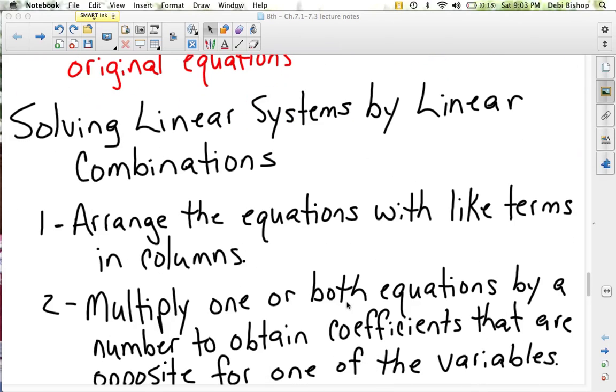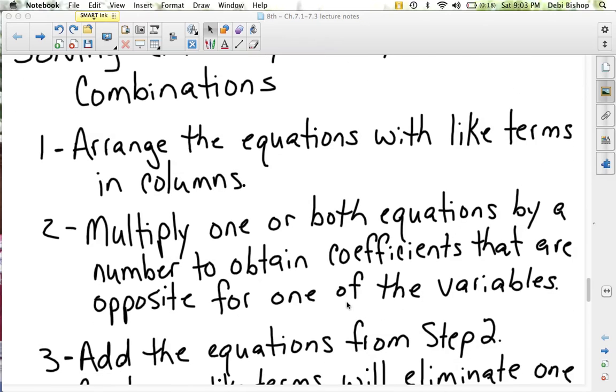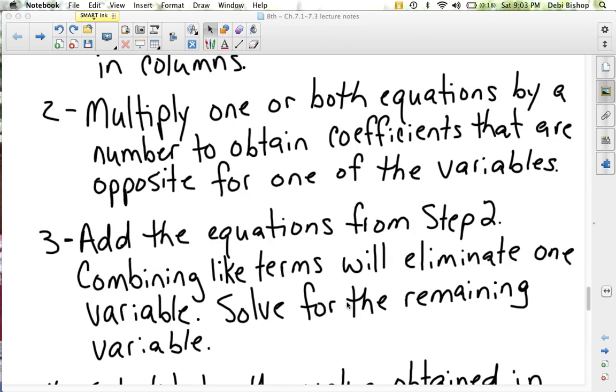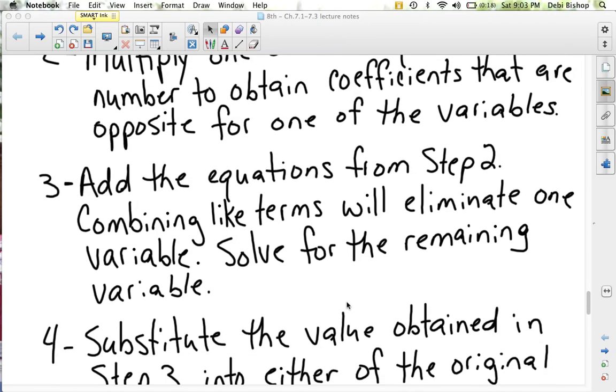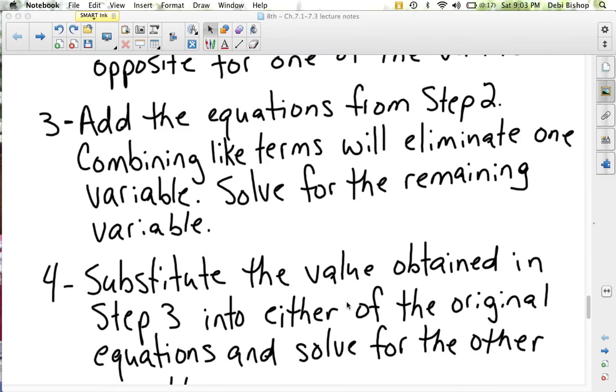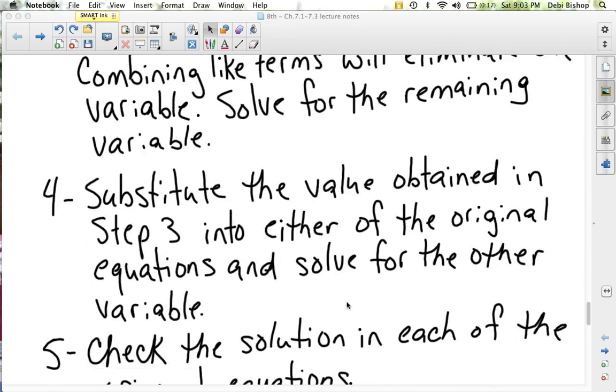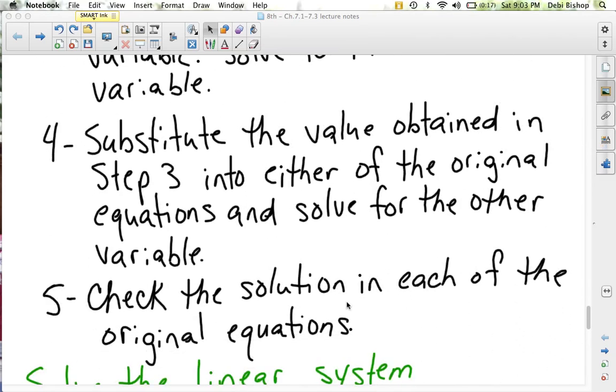Now our third way is called linear combinations. To me, I think of it more of an elimination type of process, but you're actually combining some of these things. So you arrange the equations with like terms in columns. Then you multiply one or both equations by a number to obtain coefficients that are opposite for one of the variables. You add the equations from step 2. Combining like terms will eliminate one of the variables, and then you solve for the remaining variable. Then you substitute the value obtained in step 3 into either one of the original equations and solve for the other variable and check the solution.